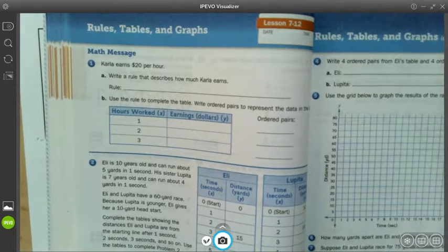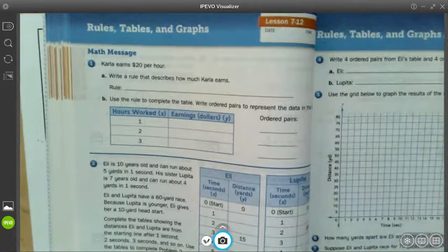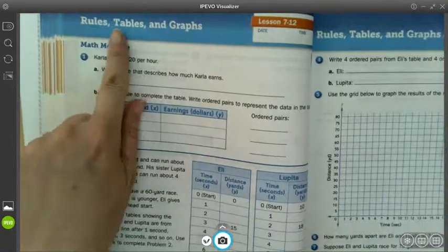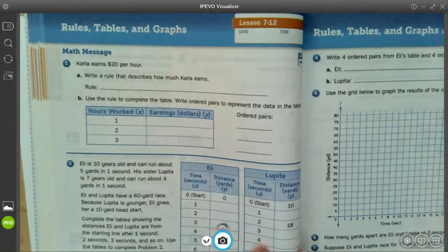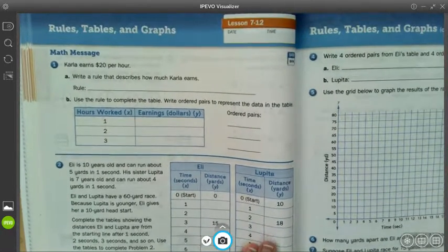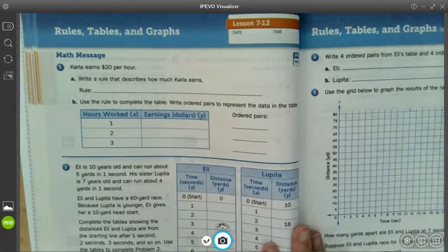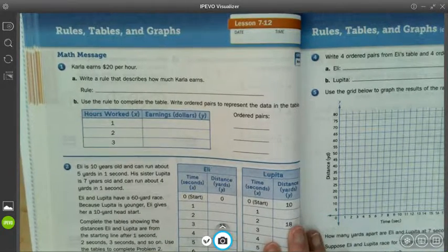Hi guys, today we're going to be going over lesson 712, which is again about rules, tables, and graphs. This is part 2, just an extension of yesterday's lesson. So this starts on page 270, so make sure you're on the correct page. And let's look at the math message.